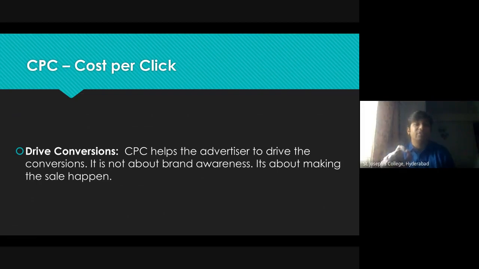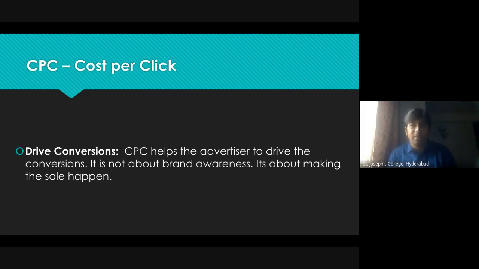The main objective here is that when the customer clicks on your ad, you are able to make sure he's completing the transaction, he's purchasing a product. That is called a conversion. So how good your ad is, how attractive your ad is, how attractive your landing page is. After the customer clicks on your link, it leads to some web page of the advertiser. That is called the landing page.